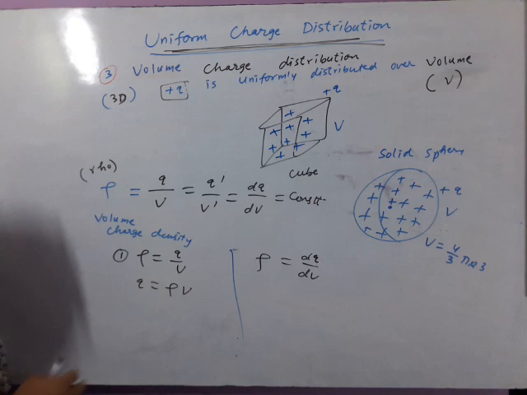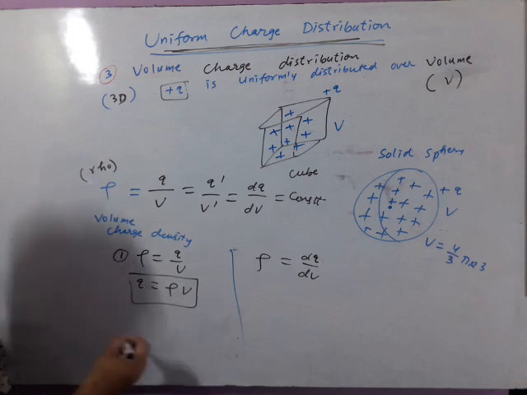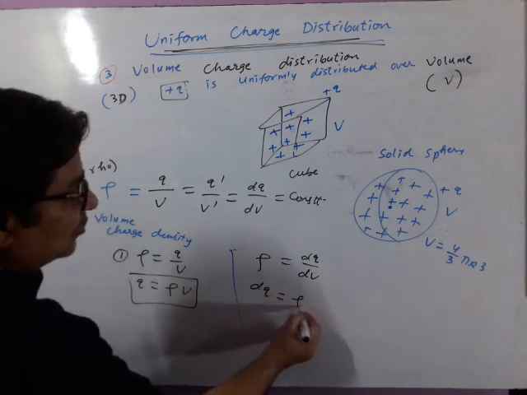It will be used in Gauss theorem. It can be used in so many numericals. These are basic points used in so many numericals and derivations. So q is rho into v and dq is rho into dv.